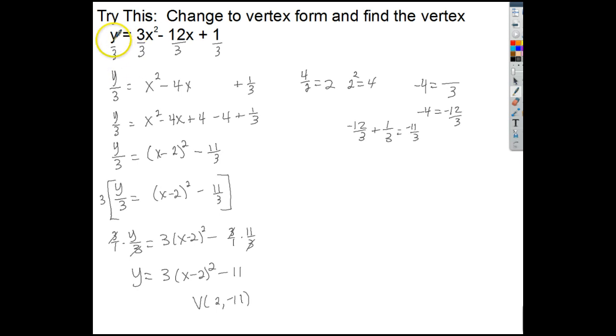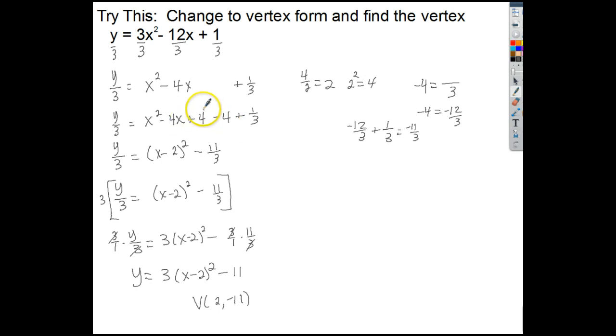Okay, this last problem here, everything's got to be divided by this number if it's not 1. So everything, this y divided by 3, 3 divided by 3, 12 divided by 3, 1 divided by 3. The 3's cancel here. This stays y over 3. We get x squared minus 4x, and the 1/3 is not the number that we want because the number we want is 4 divided by 2, or 2. 2 squared is 4. We want to see 4 here. So we add and subtract 4 to both sides.